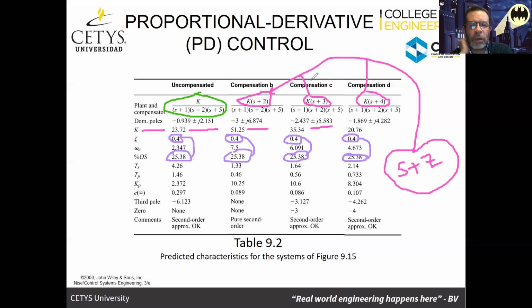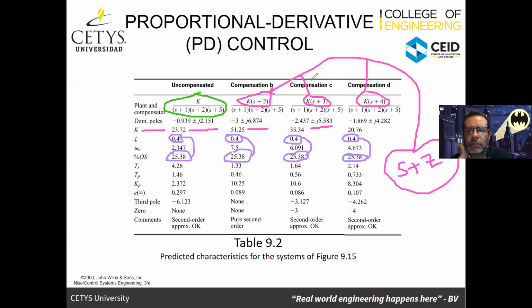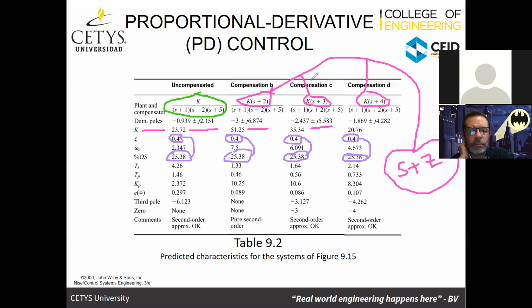Look at the values in the columns. If the overshoot is the same for the 4 of them, where am I noticing a difference? In what other parameters? Daniel, shoot. What was the name of the, under the damping ratio? That was the natural frequency. Yeah, the natural frequency. I see a difference.